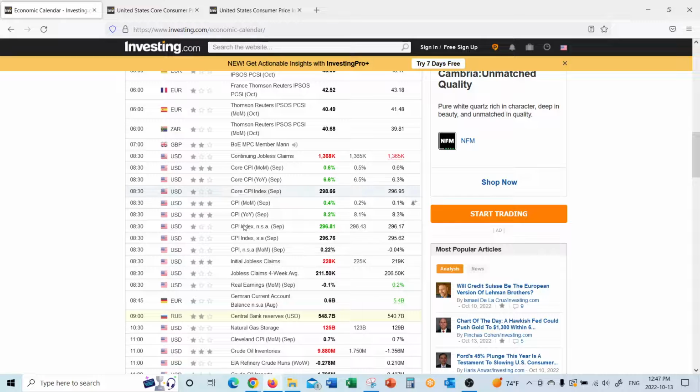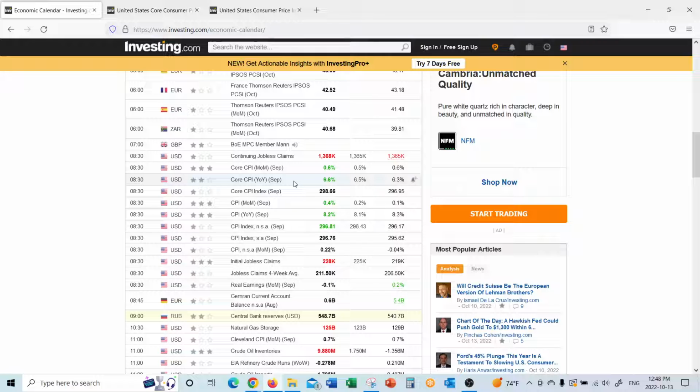So here it is. We have the core CPI month over month coming in at 0.6 versus the expected 0.5, so higher than expected. We had the headline number, which is right here, coming in at 0.4, way higher than the expected 0.2. So again, both higher than expected, which was basically negative for the equity and the bond market, which I'll show you in a minute or so.